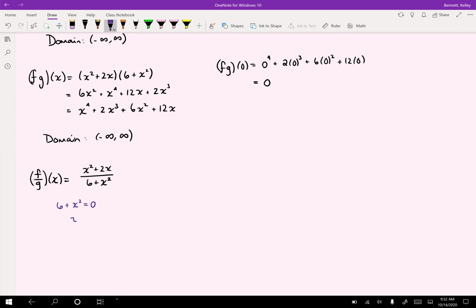So I'm going to go ahead and use the square root method. And so that I get x is plus or minus root 6i. So there are no real solutions that are going to make my denominator equal to 0. And so my domain is still all real numbers. So let's go ahead and compute f over g of 0. So this is just going to be 0 squared plus 2 by 0 over 6 plus 0 squared. And so that gives me 0 over 6, which is 0.